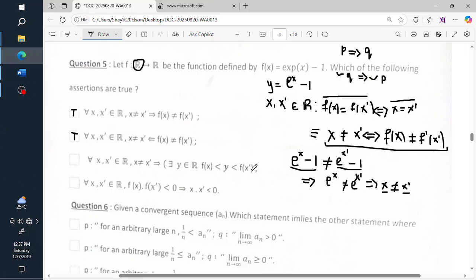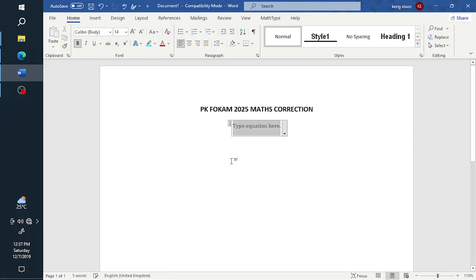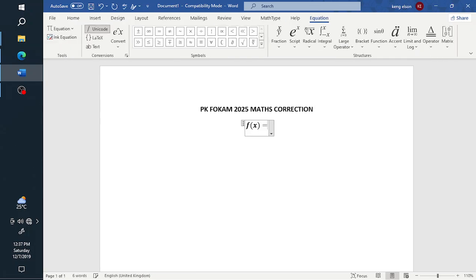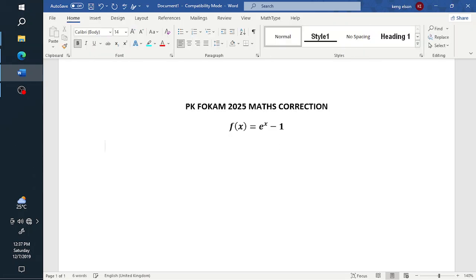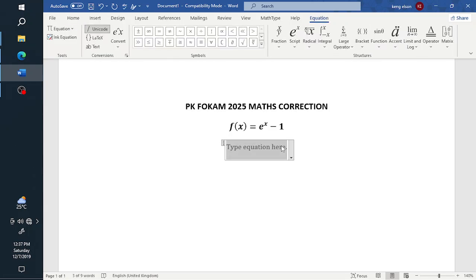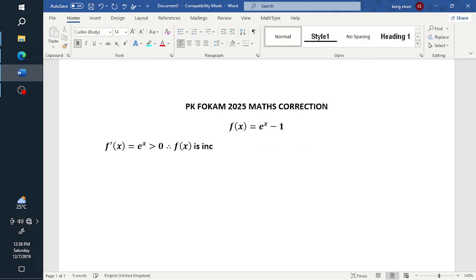Is it okay? So I think I'll have to take you guys to Microsoft Word there. So we have that our function f of x is equal to e to the x minus 1. Let us check if this function is increasing or not. So let's do f prime of x. We have e to the x, but we know that e to the x is always positive for any value of x, because the exponential function is a positive function. So the function f of x is increasing, because when f prime is positive, f is increasing.